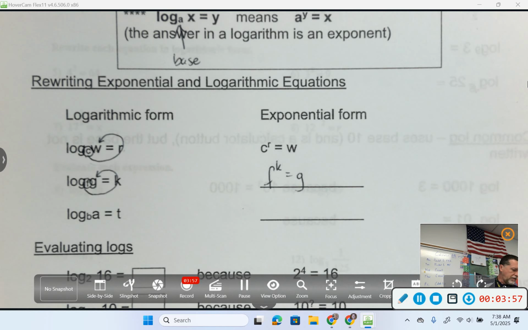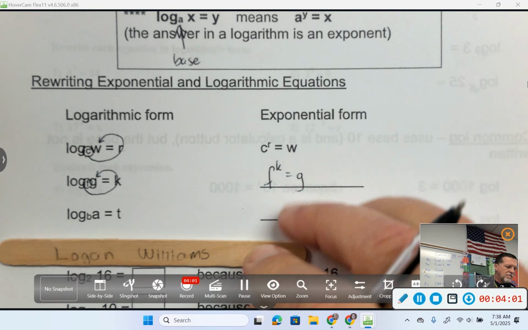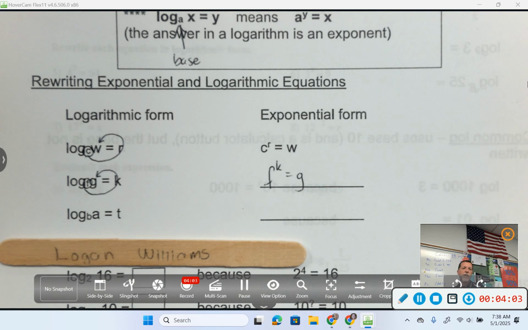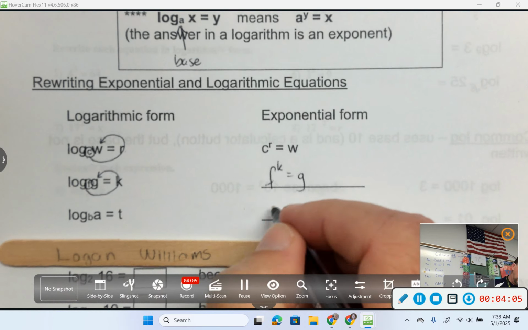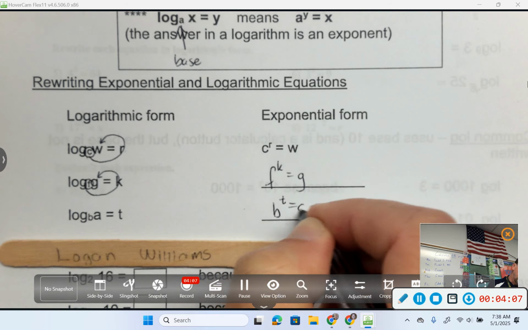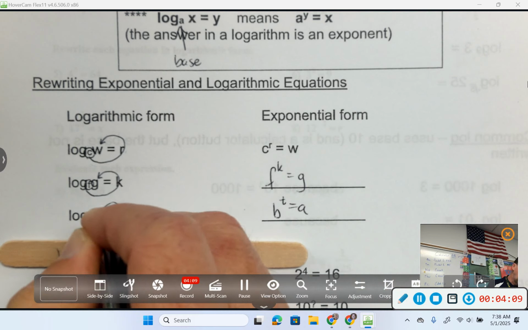Oh, feeling confident. Let's pick on somebody for the last one. Logan, what do you think the last one is? b to the t equals a. Got it. b to the t equals a.